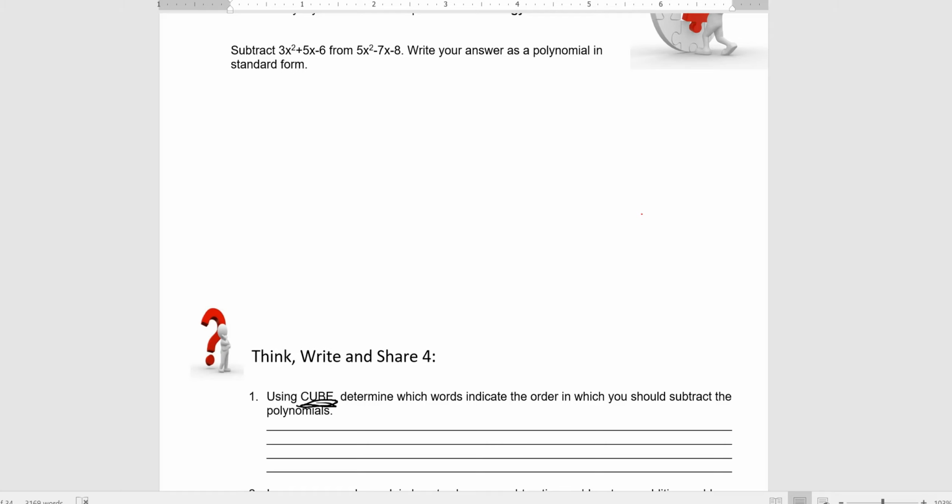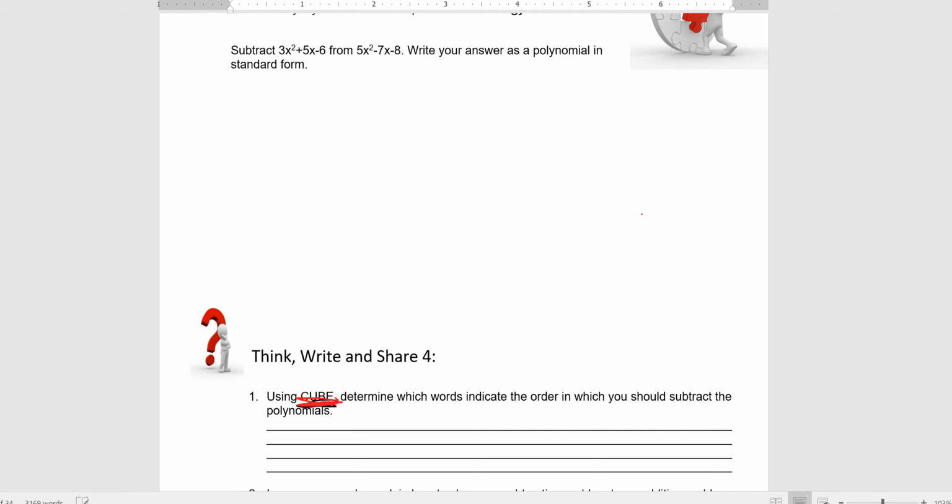Subtract 3x squared plus 5x minus 6 from 5x squared minus 7x minus 8. Write your answer as a polynomial in standard form. Okay, this first question tells us to use keywords to determine the order in which we want to subtract.